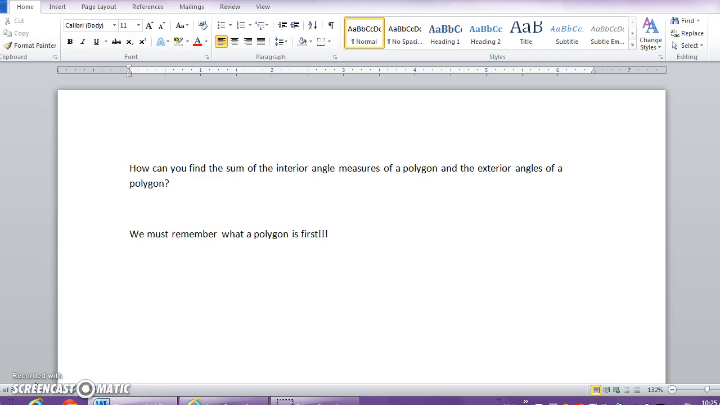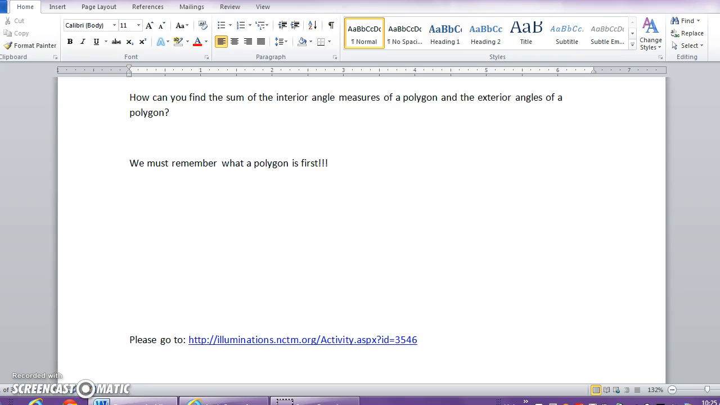Today we are working on angles of polygons. How can you find the sum of the interior angle measures of a polygon and also the exterior angles of a polygon? Well, we're going to find out today. We have no idea, which I'm sure most of us don't have a clue, which is perfectly alright. But first we must remember what a polygon is.